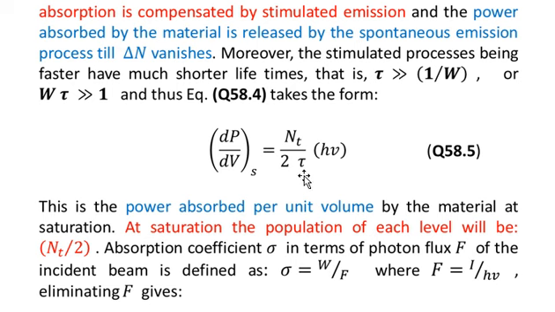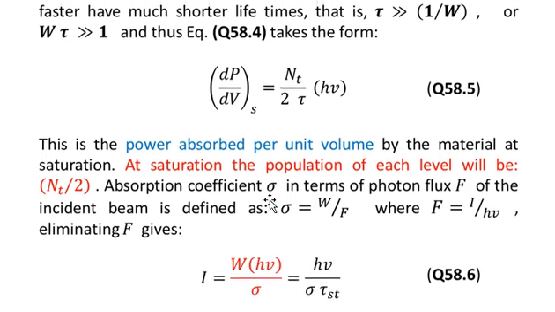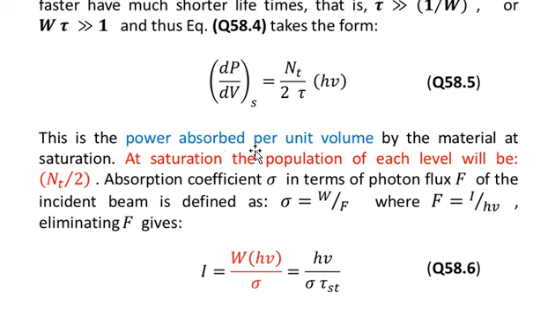and 1 over tau is the transition rate due to spontaneous emission. So 1 over tau is the transition rate due to spontaneous emission, and tau is the lifetime of the spontaneous emission. So this is the power absorbed per unit volume by the material at saturation.